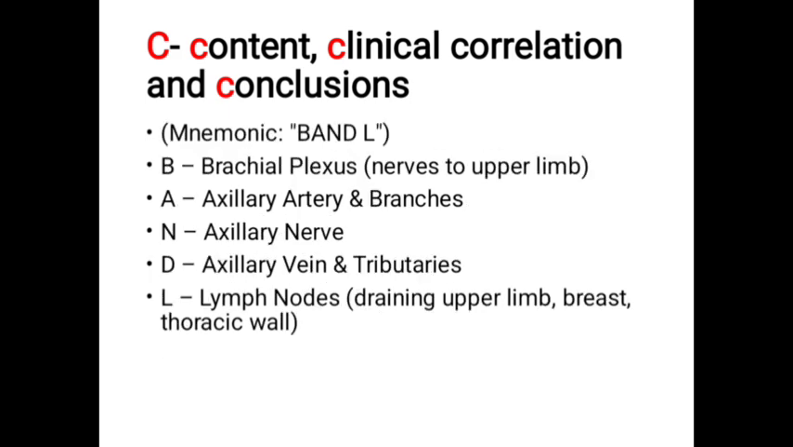Now, for this here is a mnemonic that can help you remember the content of the axilla. And this mnemonic is BANDL. B for brachial plexus, A for axillary artery, N for axillary nerve, D for axillary vein, L for lymph nodes.